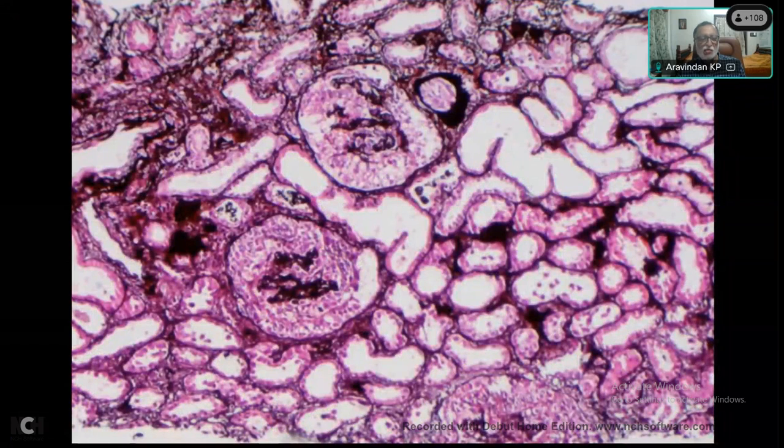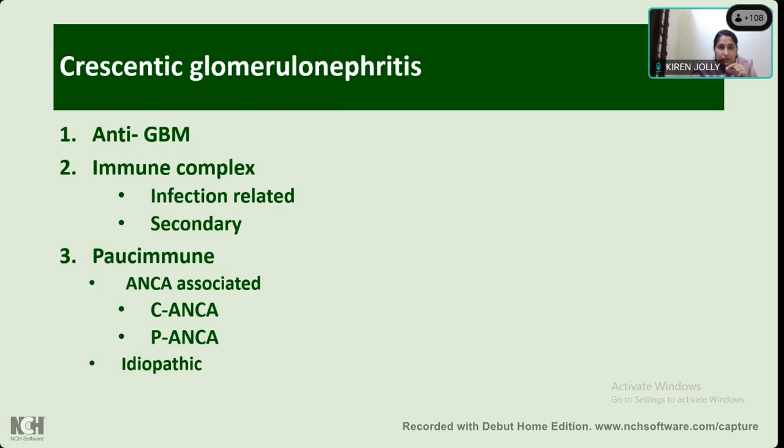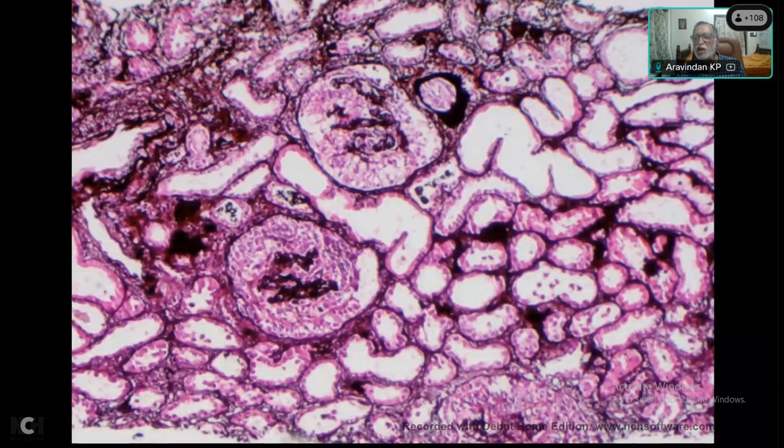And this is a silver stain, again showing the crescents. You can see the tuft and crescent separately, isn't it? The black colored is the compressed tuft, and all around the light stained areas are the crescents. And how many crescents should be there to call it a crescentic glomerulonephritis? At least? At least 50%?